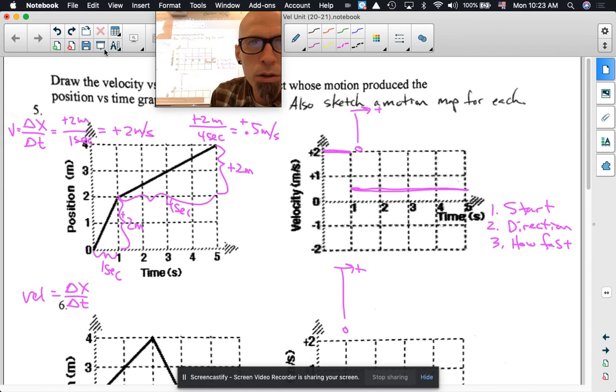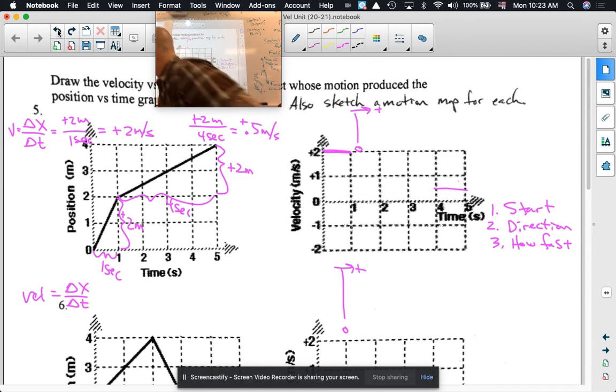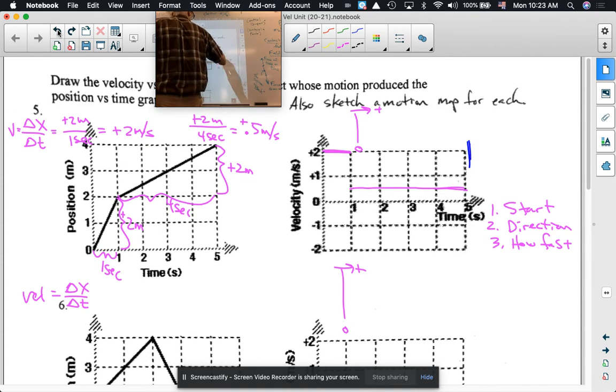Oh, I don't like the double line. Half meter per second for there. I'll just leave that. Whoa, what the heck happened there? Oh my gosh. Oh, I need the eraser.